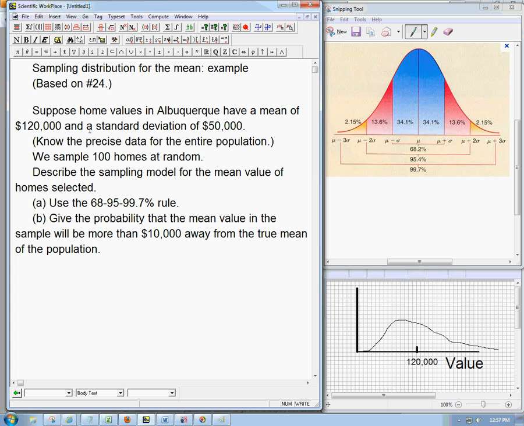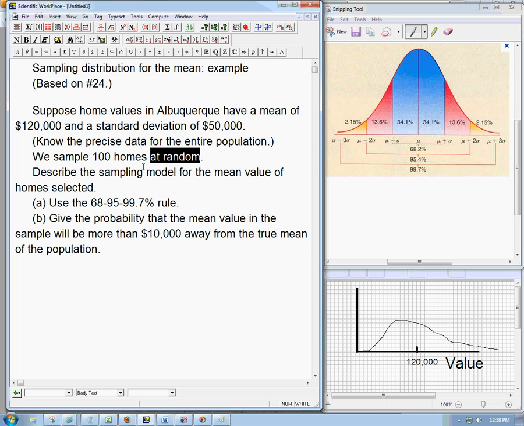Okay, it's a little too hard to jump all the way to there, and so we're going to have this slightly artificial thing where we assume we know the population data, and then we're going to look at a sample and see what would happen with the sample. Believe me, it's a crucial intermediate step. Okay, so we sample 100 homes at random. That's of course crucial for all of this to work.